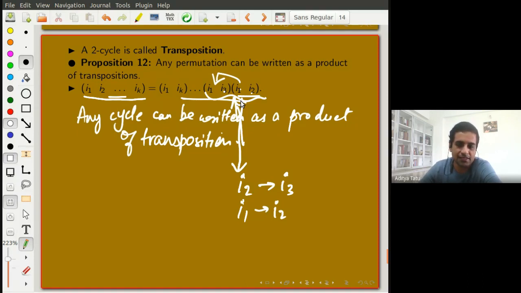Remember, this is not a product of disjoint cycles. The result on transpositions doesn't say anything about whether the transpositions are disjoint or not. It simply says that any permutation can be written as a product of transpositions. I hope it is clear.